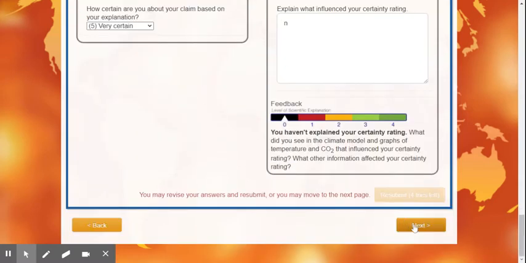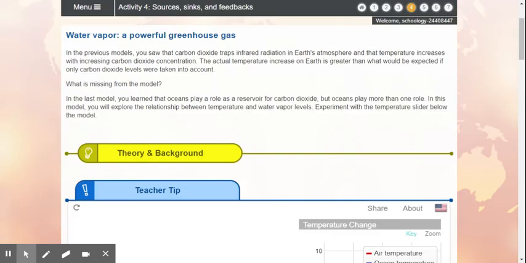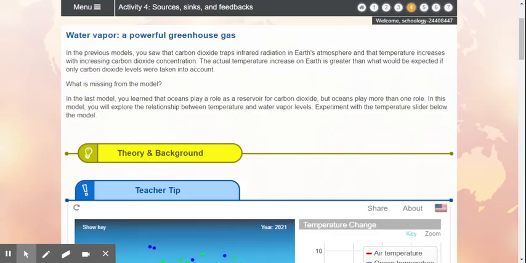I'm going to move on to the next. Now we're going to take a look at water vapor. It says in the previous models you saw that carbon dioxide traps infrared radiation in Earth's atmosphere and the temperature increases as you get more carbon dioxide in the atmosphere, right? Remember that graph that we've done since the beginning of this unit. The actual temperature increase on Earth is greater than what would be expected if only carbon dioxide levels were taken into account. So what's missing from the model?